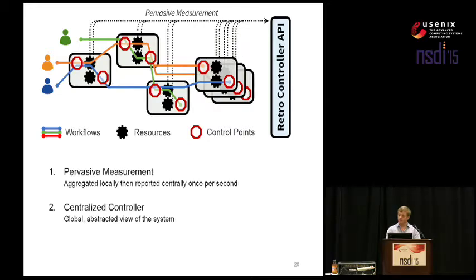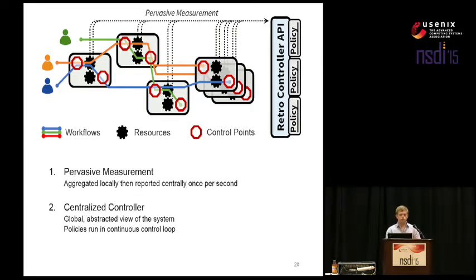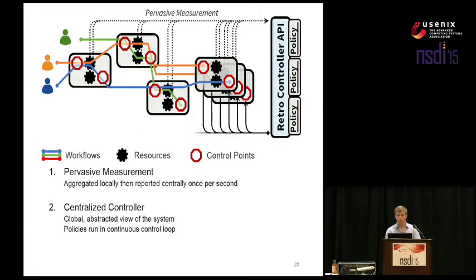Using Retro's abstractions, we can now write resource management policies that run on the central controller, in a continuous control loop, reacting to the per workflow resource measurements and making decisions about which workflows to rate limit. Retro coordinates the enforcement of policy decisions using per workflow distributed token buckets that tie back into Retro's application level control points.